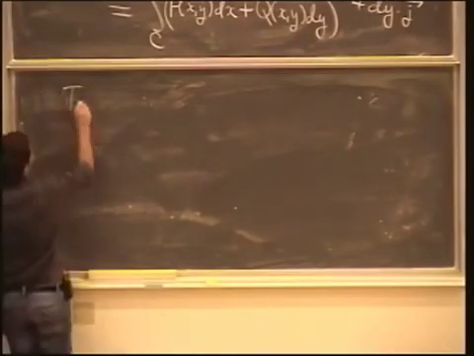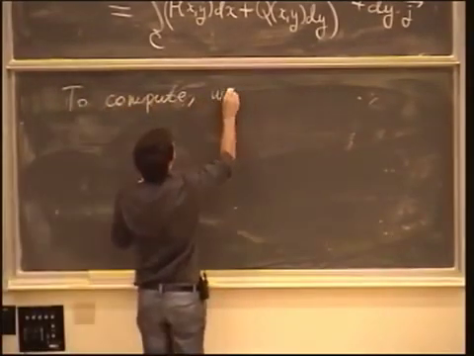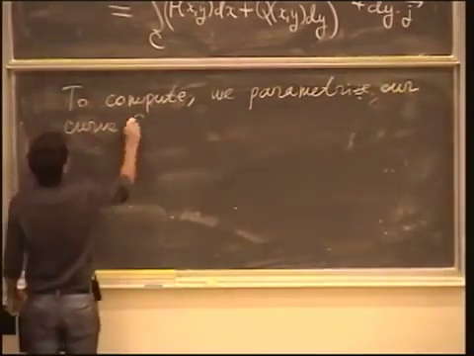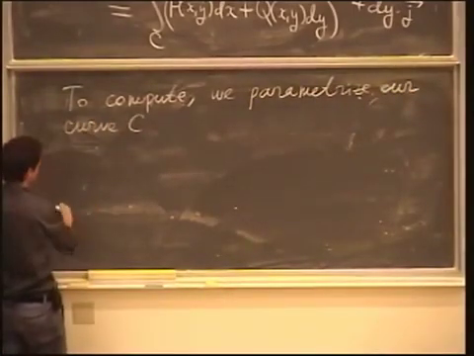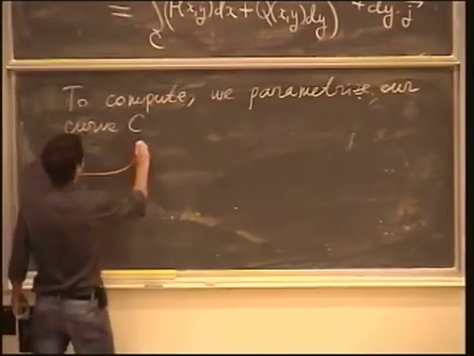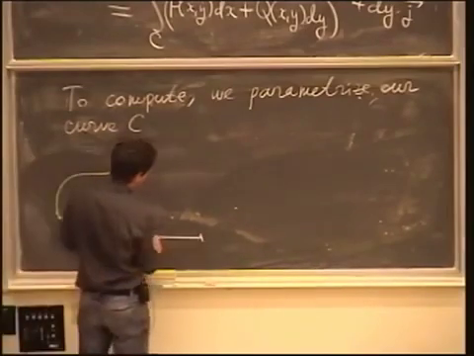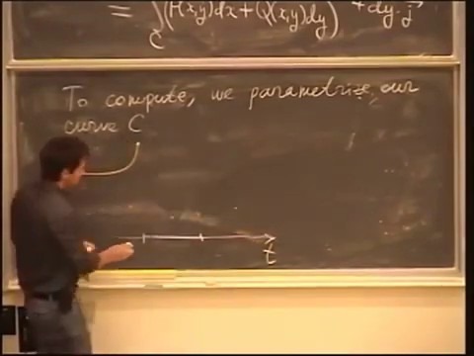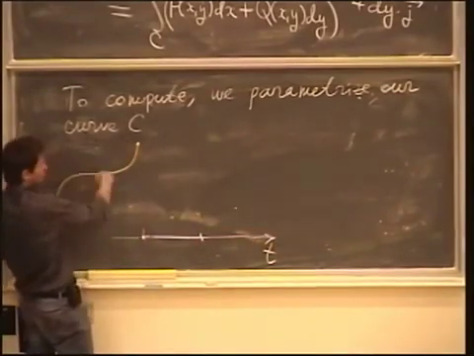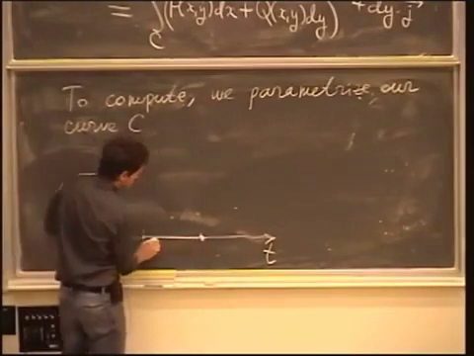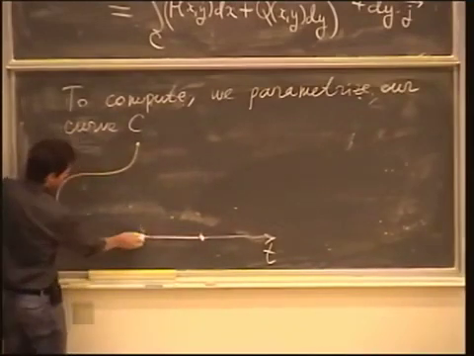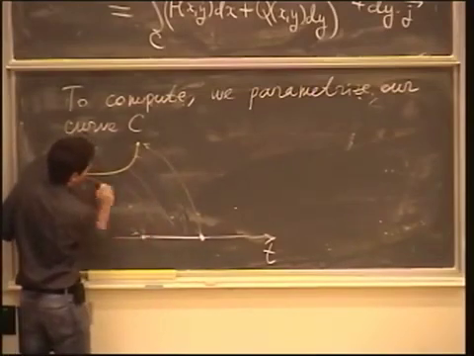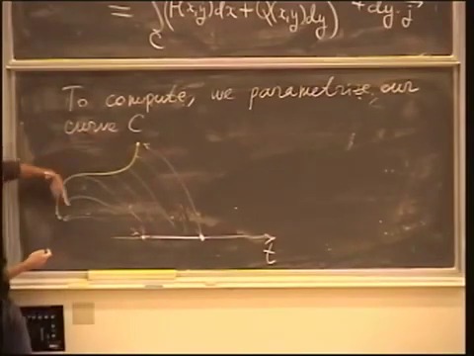So to compute, we parameterize our curve C. In other words, the curve was like this, right? But we parameterize it, which means that we're actually identifying it with a certain interval, and then some auxiliary line with a coordinate which we usually call t. So we identify this curved object, this curve on the plane, with a straight object, with a line segment on this auxiliary line. We kind of identify this point with this, and we identify this point with this, and the points in the middle identified in a certain way, so that there is a one-to-one correspondence between points here and points here.